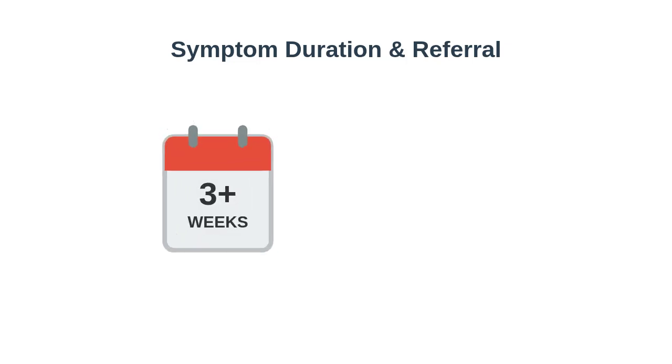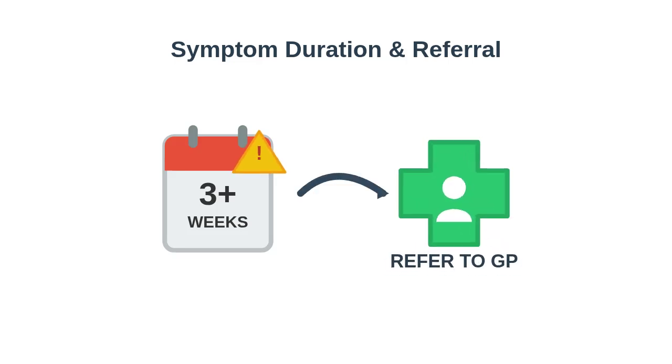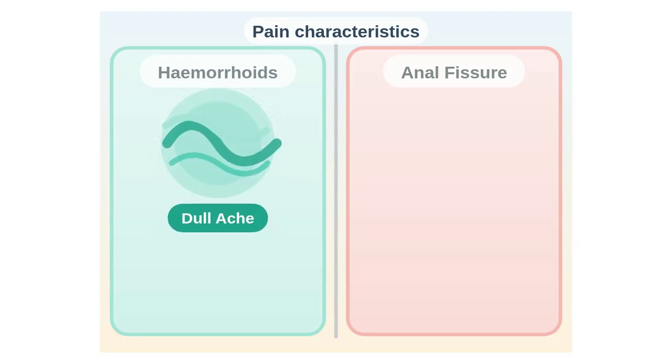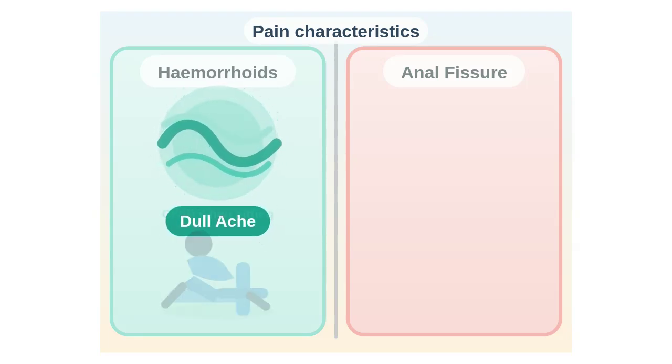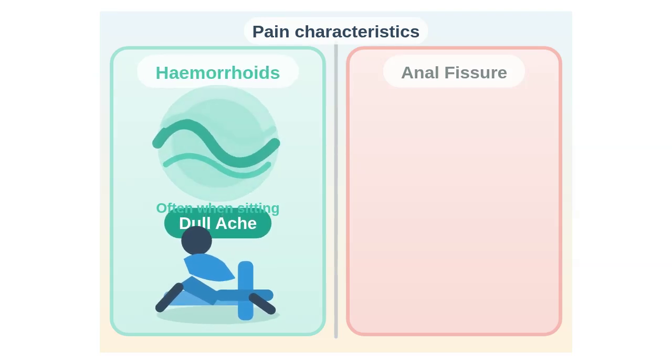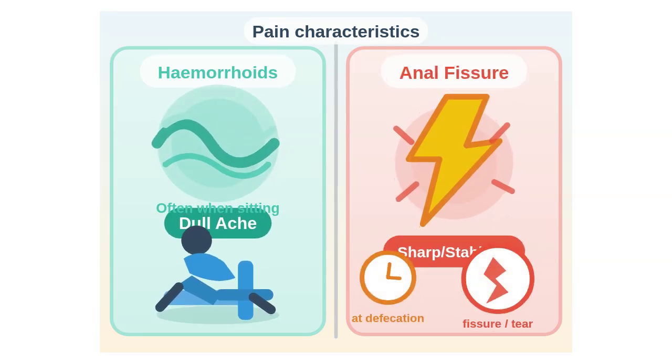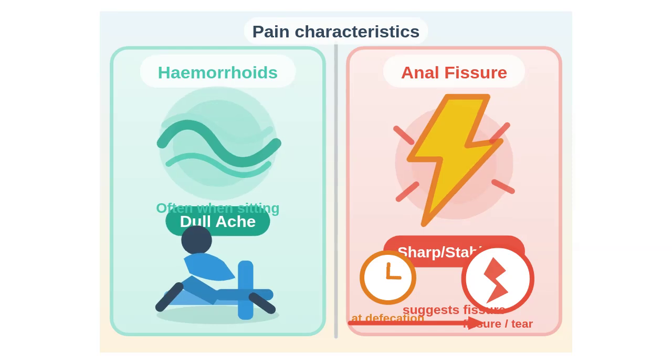Duration is relevant. Patients with long-standing symptoms not previously seen by a GP should be referred. Symptoms constantly present for more than 3 weeks should be referred. Pain characteristics help distinguish conditions. A dull ache that occurs on defecation and at other times, such as when sitting, is typical of hemorrhoids. Sharp or stabbing pain at the time of defecation suggests an anal fissure or tear rather than hemorrhoids.